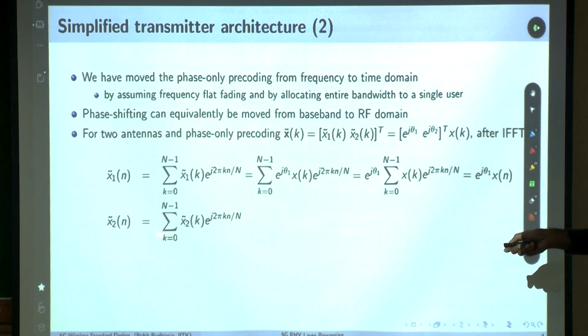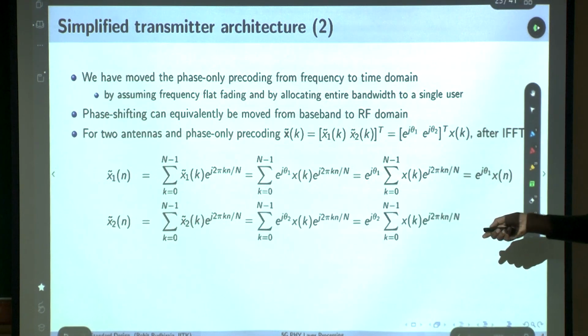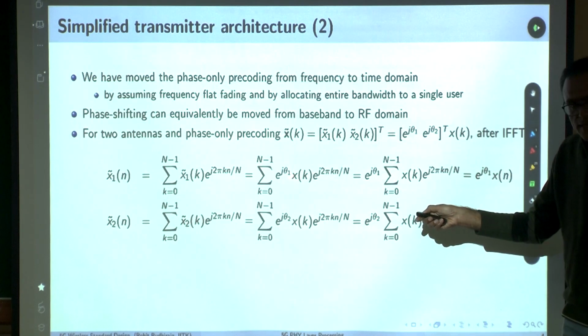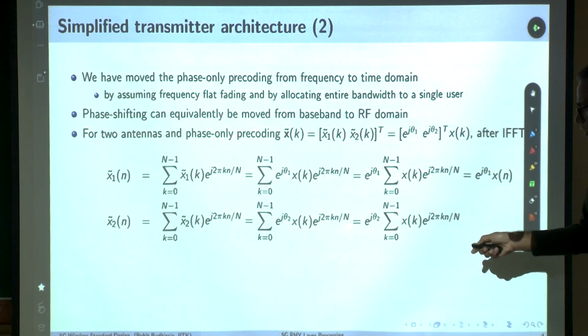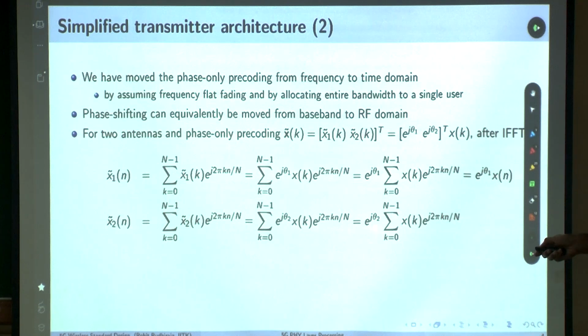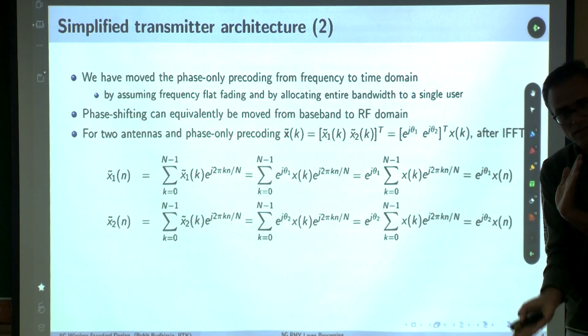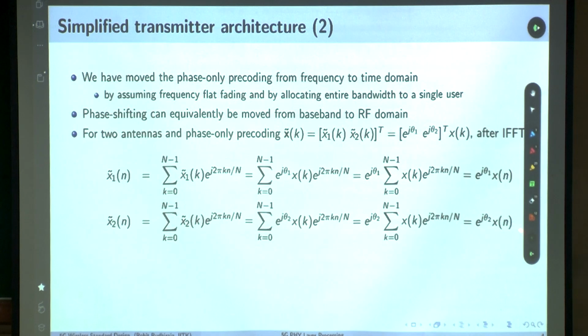So what happens here? For x2 tilde of n, you take the IFFT of x2 tilde of k, which moves parallel to this. Instead of e raised to power j theta 1, you will have e raised to power j theta 2 times x of k. Then e raised to power j theta 2 comes out, and you have e raised to power j theta 2 into x of n. So similarly for the second antenna, the precoding is being done in the time domain. Nothing changes. I moved from one antenna to a two antenna system with the same assumption that the precoder is constant across the subcarriers.